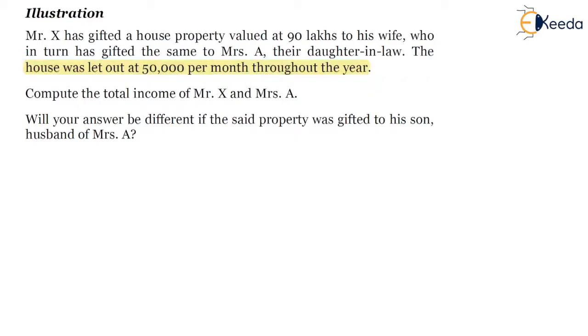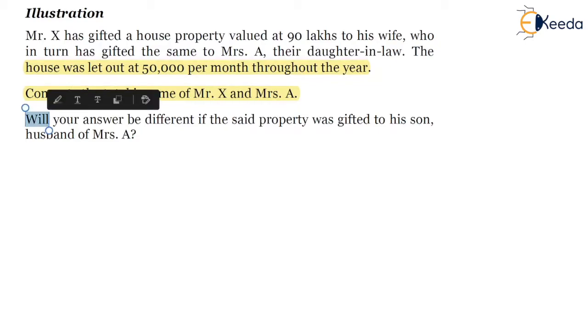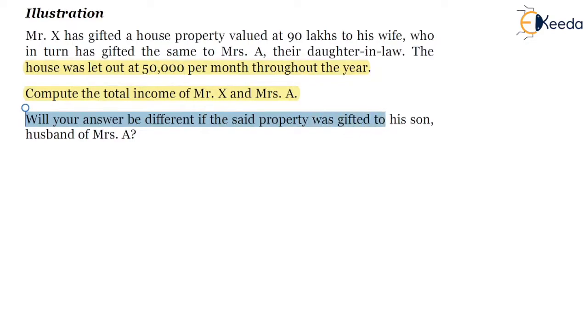Correct? Compute the total income of Mr. X and Mrs. A. So we have to compute the total income of Mr. X and Mrs. A, and here only one source of income has been given. It is nothing but 50,000 per month, that is income from house property, income from letting out of the house property. Whether it will be taxable in the hands of Mr. X or Mrs. A needs to be determined, and accordingly income from house property needs to be calculated. Will your answer be different if the said property was gifted to his son, who is husband of Mrs. A?